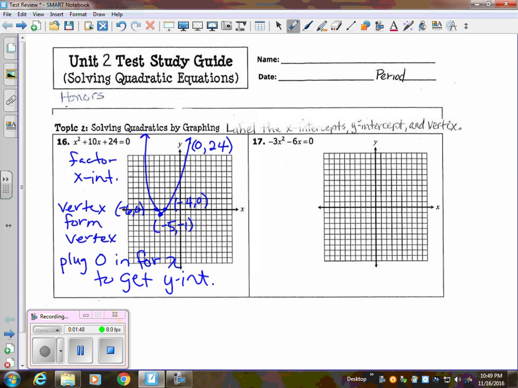The next one, we've got an x-intercept at -2, 0. We have one at 0, 0, and it's also the y-intercept. The vertex is at -1, 3. It is opening down.